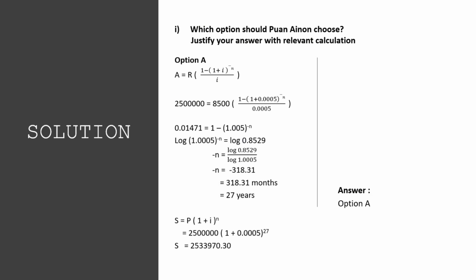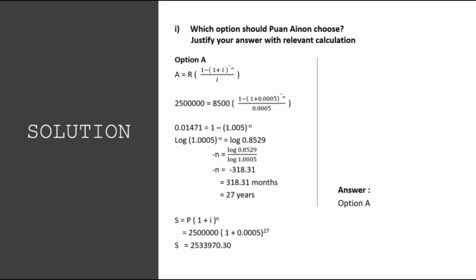To calculate option A, we need to use this formula. What we need to find is the N. N is the period of time that we need to find to calculate the mature value of this type of investment. Now we see 2.5 million equals 8,500 times 1 minus 1 plus 0.0005 to the power of negative n, over 0.0005. To find the n, we need to use log 1.0005 to the power of n equal to log 0.859, and we get negative 318.31. This number is the number of months that equals 27 years.